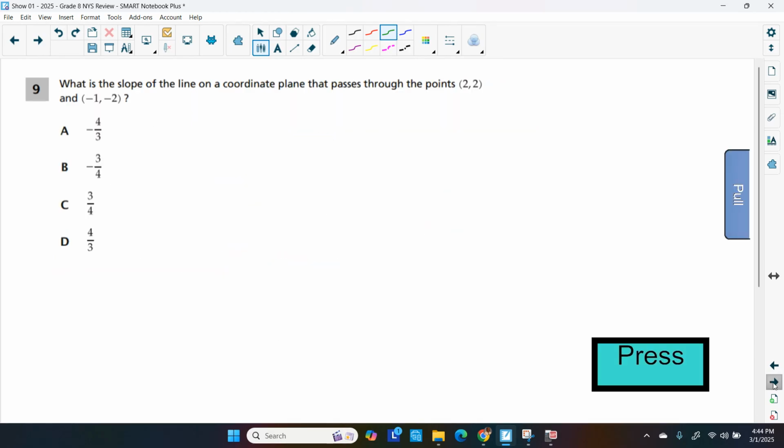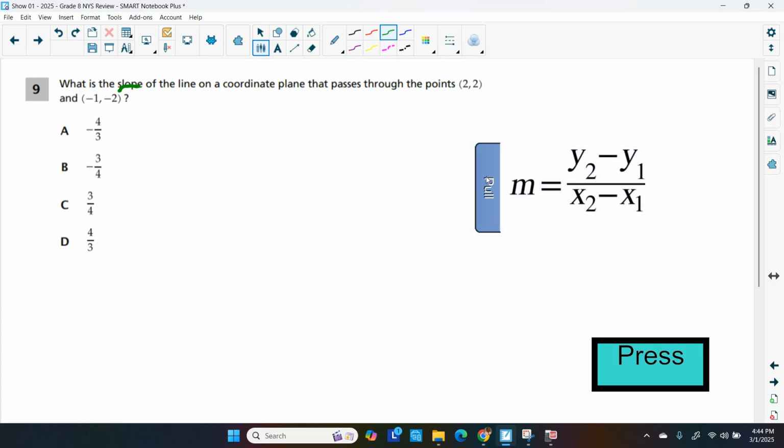All right, let's move on. What is the slope of the line on the coordinate plane that passes through the points (2, 2) and (-1, -2)? All right, they got an interesting word there, slope. And I believe we have a formula that we should know about point slope. When you're given 2 points, all you have to do is subtract them, and that'll be over the subtraction of the other point.